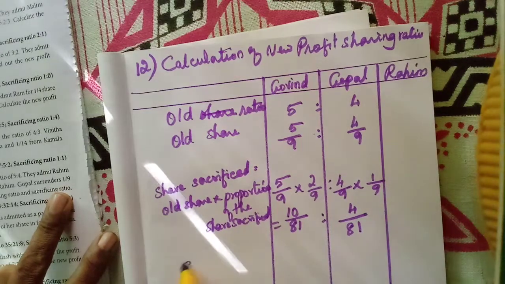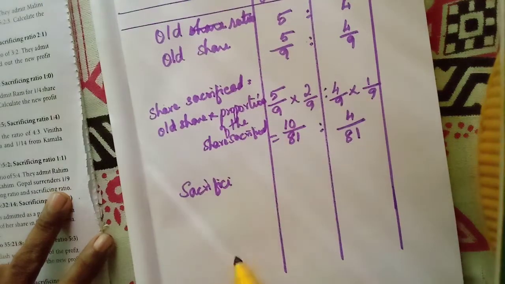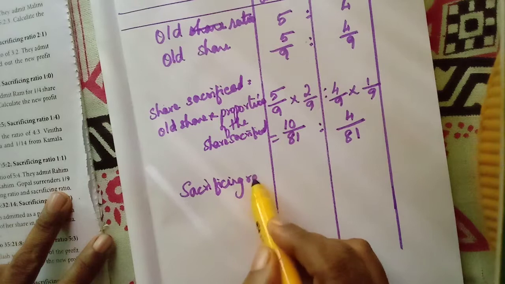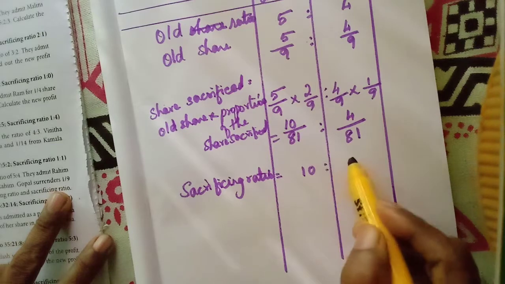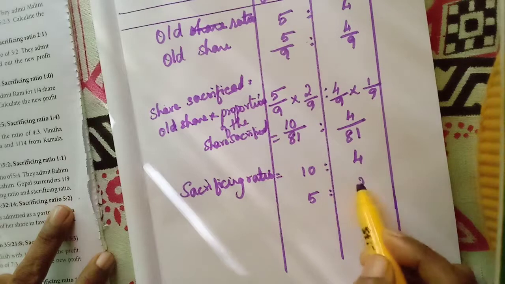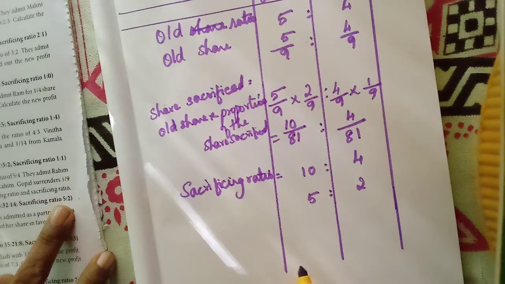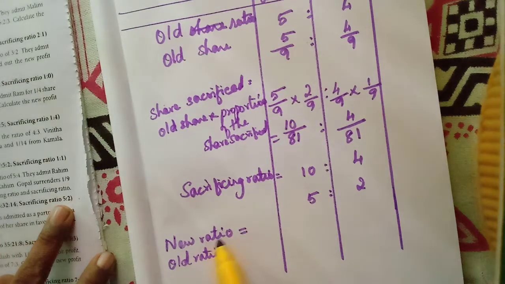Now sacrificing ratio. Ten is to 4. We can simplify and write 5 is to 2. Okay, 5 is to 2. Now, new ratio, old ratio, new share.